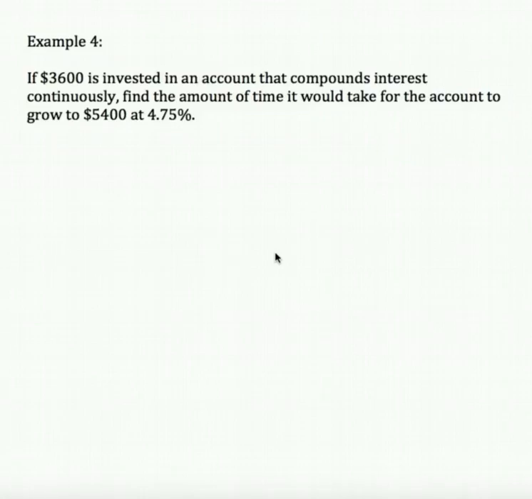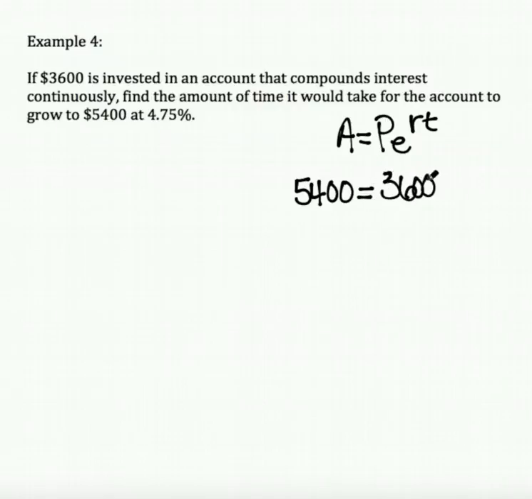Example 4, if $3,600 is invested in an account that compounds interest continuously, find the amount of time it would take for the account to grow to $5,400 at 4.75%. Again, I want to first just show you the setup if you're doing A equals PE to the RT. It's saying we want to have 5,400, so that's my A, is equal to P is 3,600, E to the R, which is 0.0475, times T. So we're looking for T.